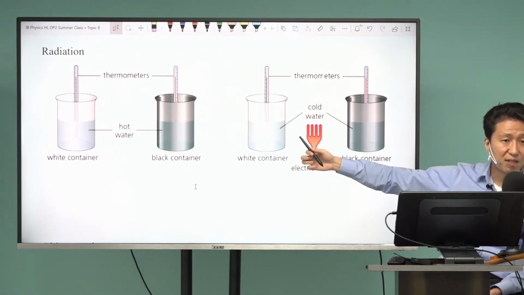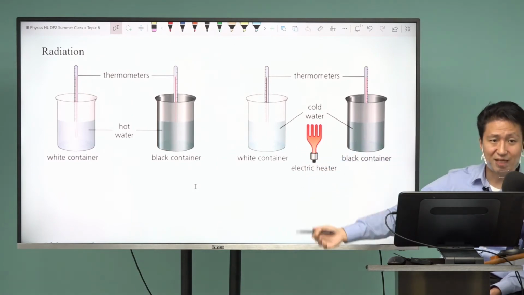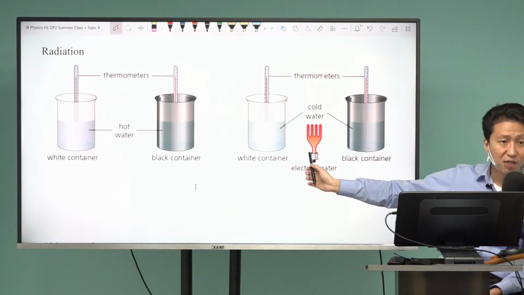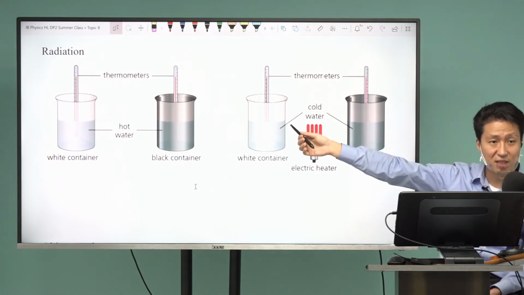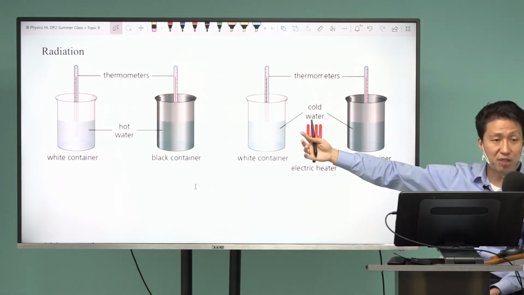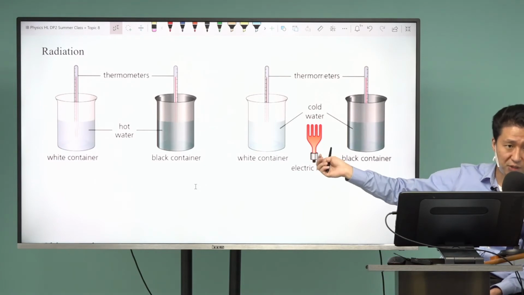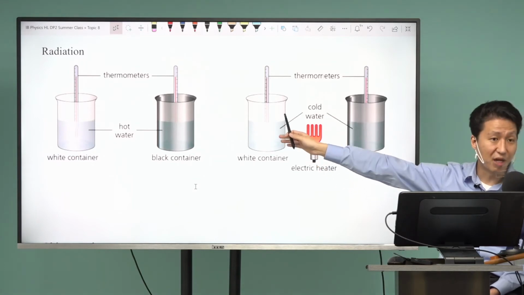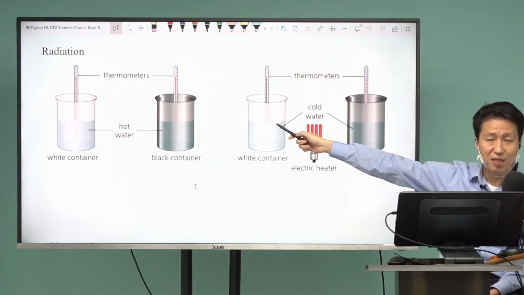Hotter objects emit more radiation, colder objects emit less radiation. The higher the temperature of this object is, the more thermal heat it will emit. And of course, when it emits thermal heat, it cools down itself. It's losing thermal energy.